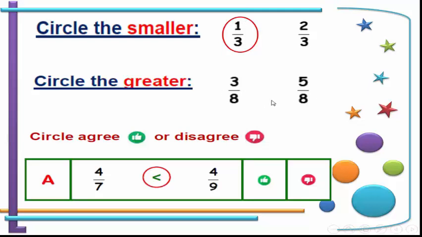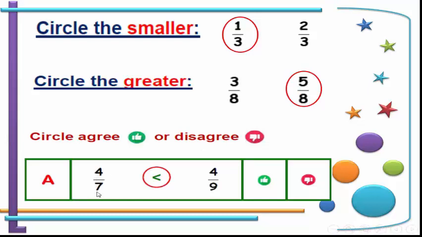We have the same denominator, so we look at the top number. 3 or 5, which is a greater number? 5 over 8. Okay? Circle agree or disagree.